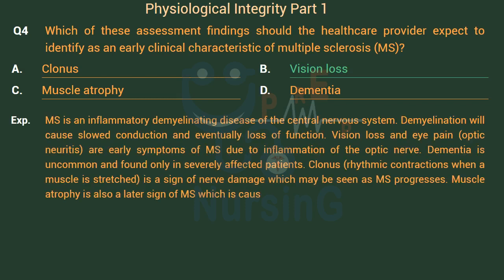Vision loss. MS is an inflammatory demyelinating disease of the central nervous system. Demyelination will cause slowed conduction and eventually loss of function. Vision loss and eye pain, optic neuritis, are early symptoms of MS due to inflammation of the optic nerve. Dementia is uncommon and found only in severely affected patients. Clonus, rhythmic contractions when a muscle is stretched, is a sign of nerve damage which may be seen as MS progresses. Muscle atrophy is also a later sign of MS.